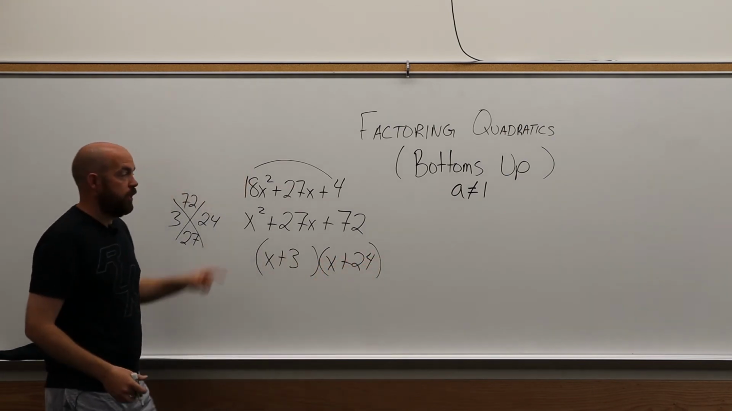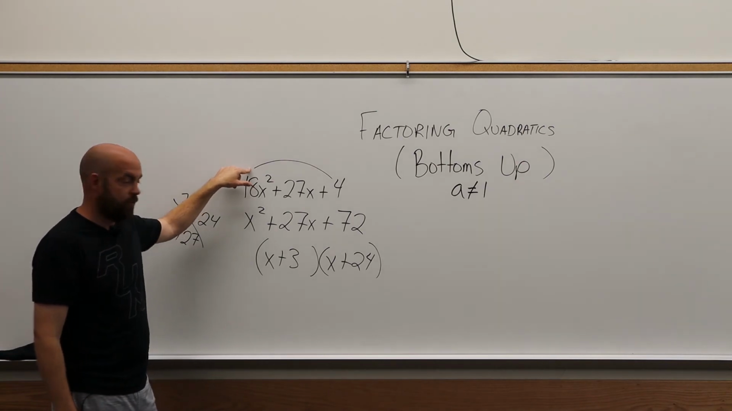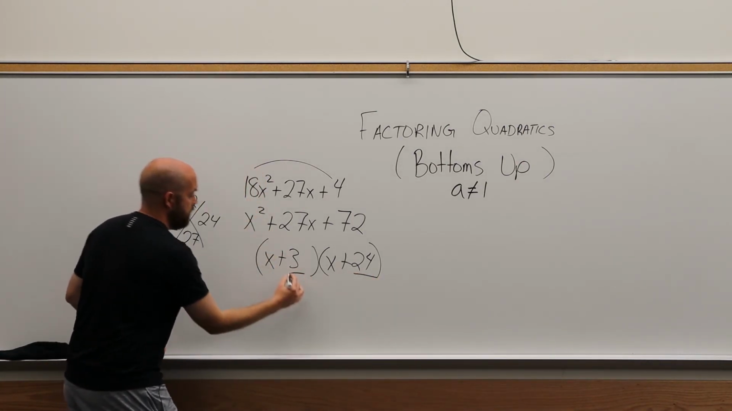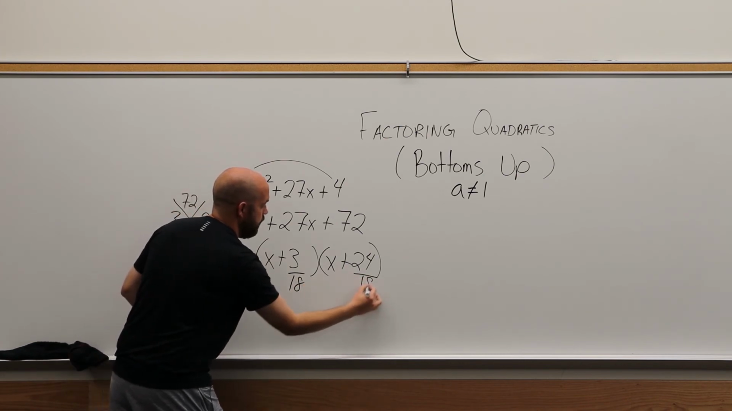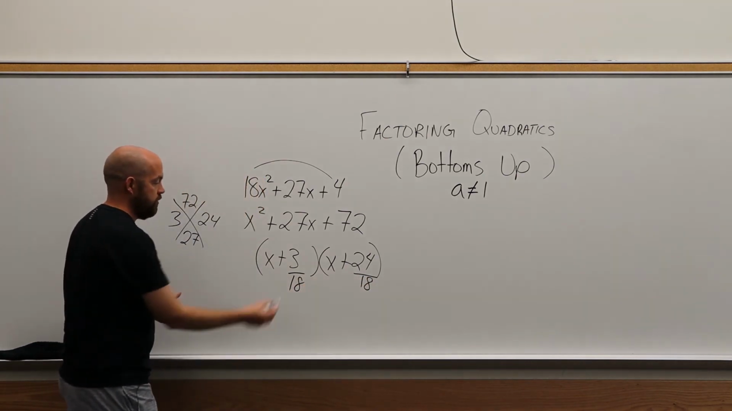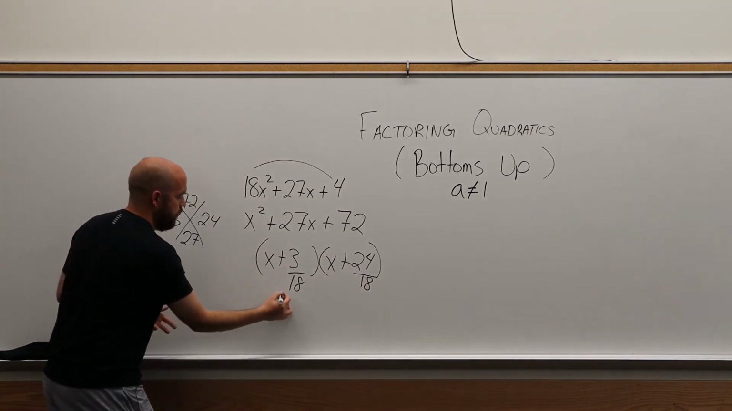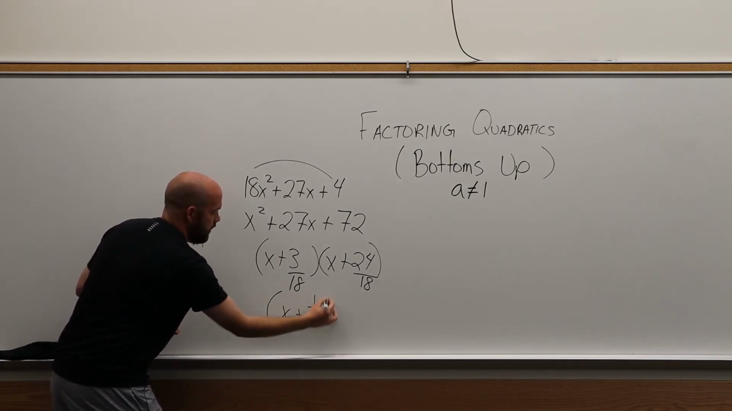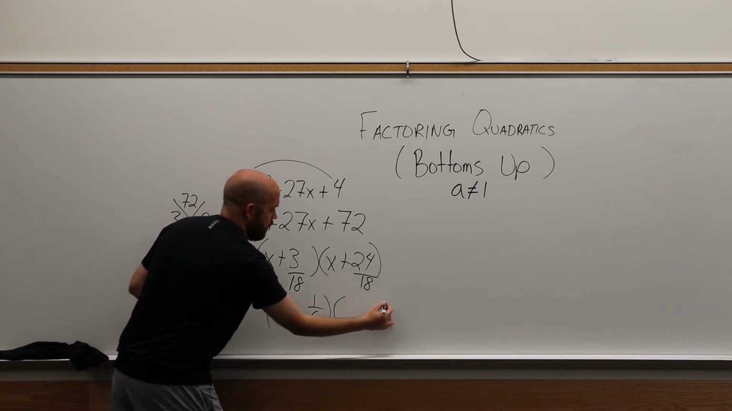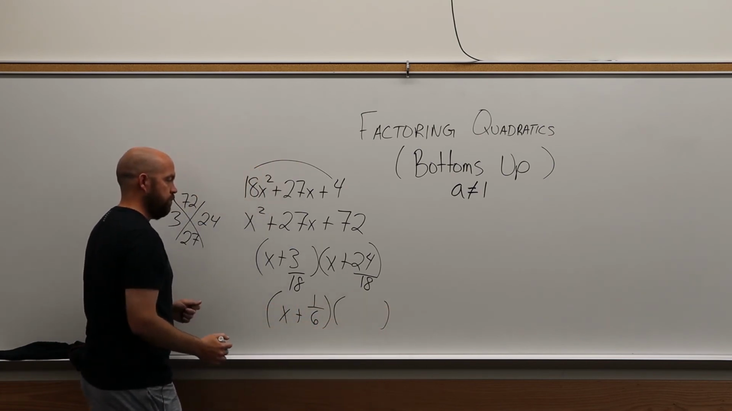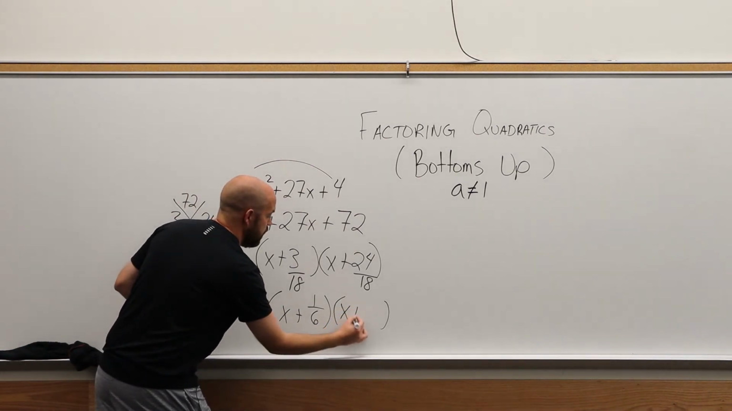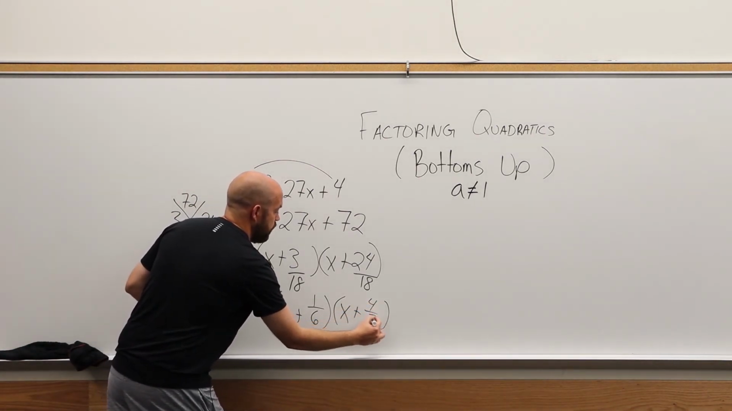Now again, remember we did something illegal at the beginning. I need to cancel that. So I divide both of these by the 18 that we multiplied by. Reduce the fractions, so I can divide both of those by a 3. That becomes x plus 1/6. This one, I could divide both of those by 6, I think, to reduce that. So I'll have x plus 4/3.